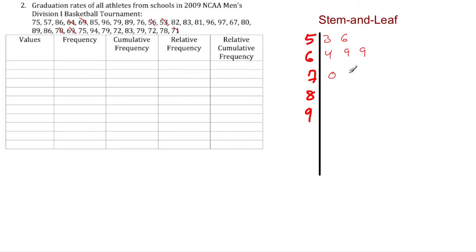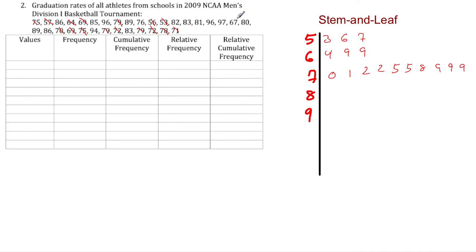We got 71, 2 72s. Do we have any 74s? We got a 75, 2 75s. I missed a 57. Go back and get that. 75s. No other 70s, but I do have 1, 2, 3 79s. Whoop, there's a 78. So I got a 78 and then 3 79s.